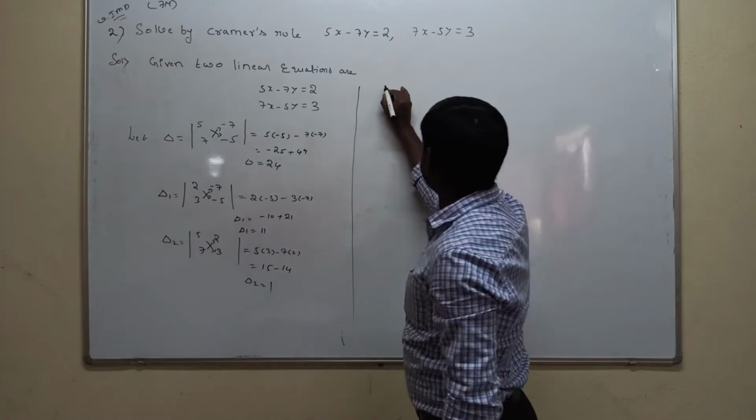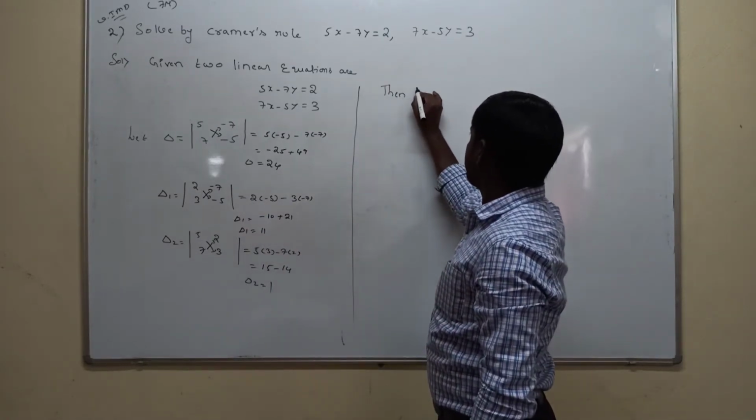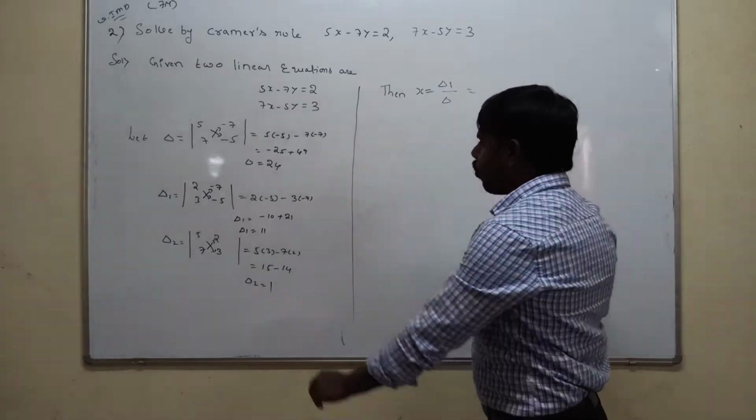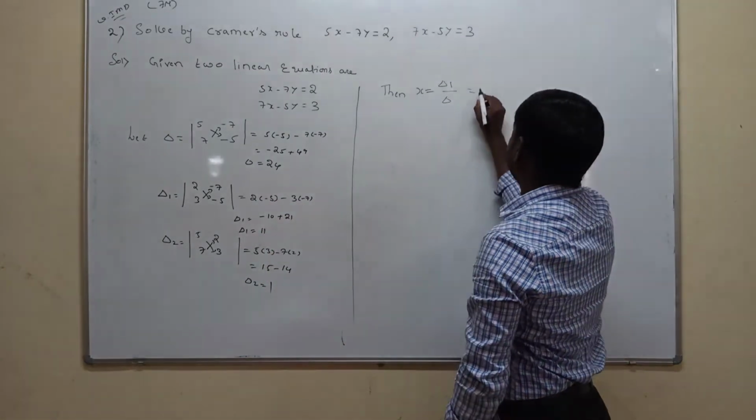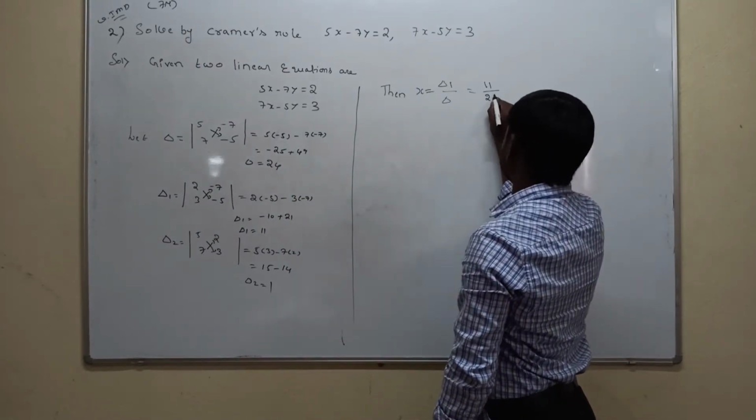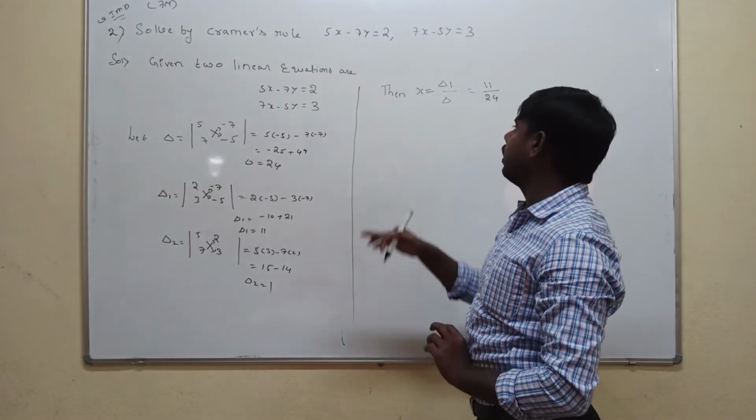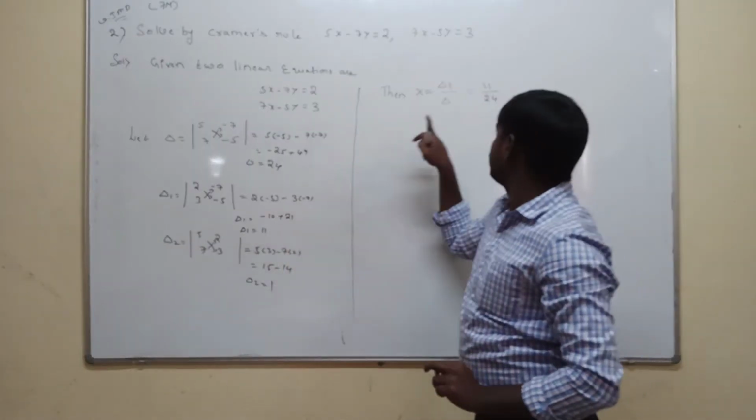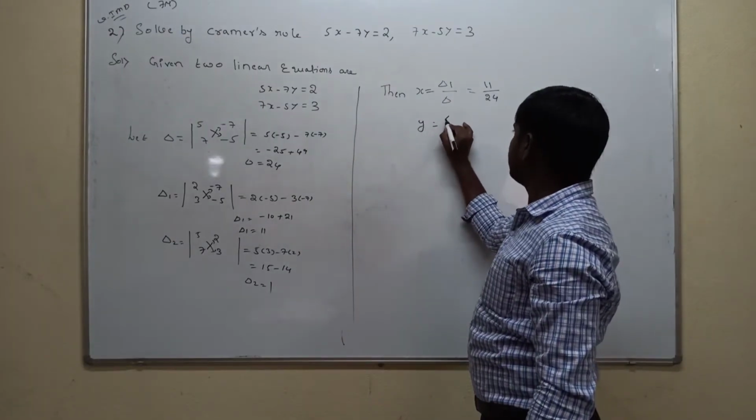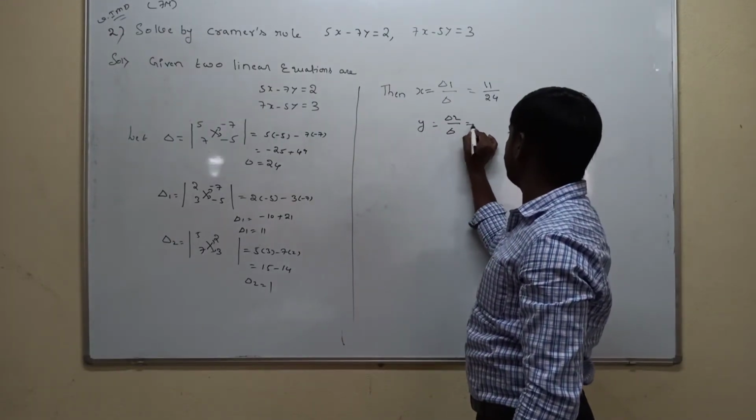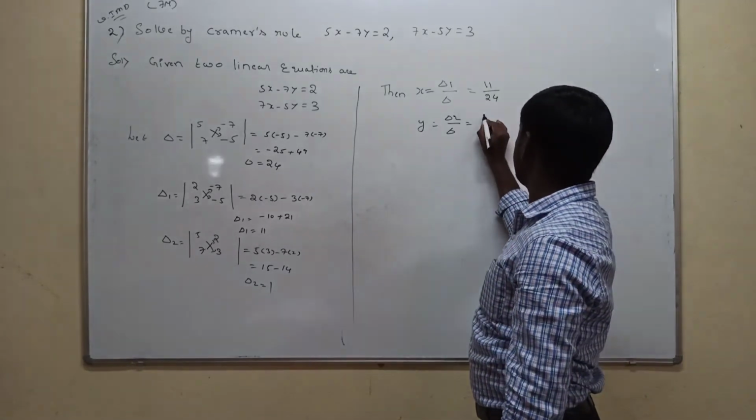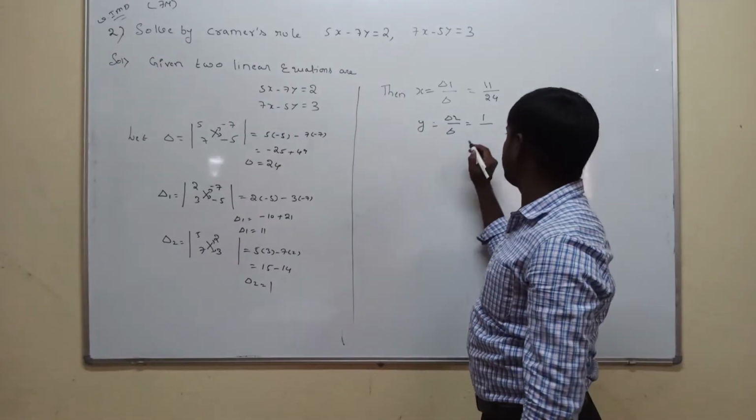After that, to calculate x y values, x is equal to what is the condition? Delta 1 by delta. Delta 1 value is 11, delta value is 24. Now we are substituting the delta 1 value and delta. Delta 1 is nothing but 11, delta is nothing but 24. So 11 by 24. Next y is equal to delta 2 by delta. Delta 2 value is 1 and delta value is 24.